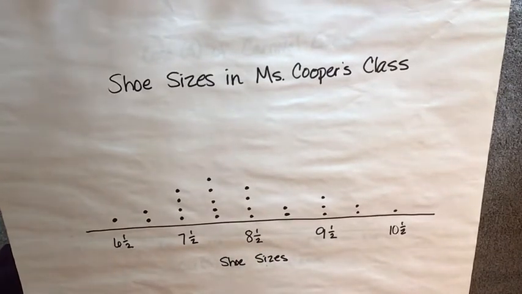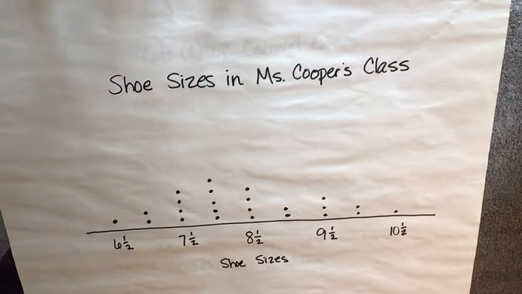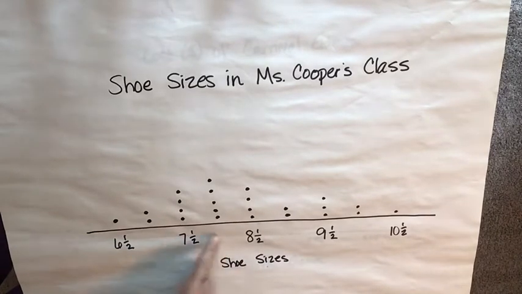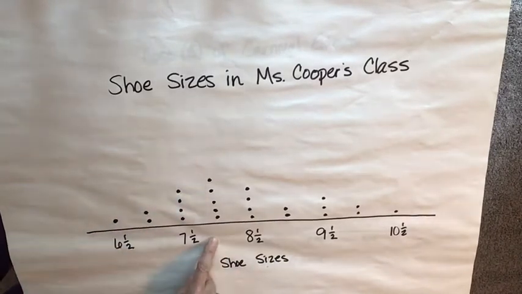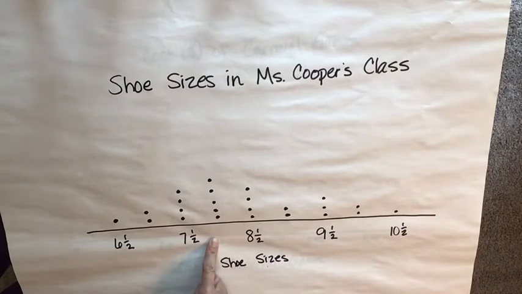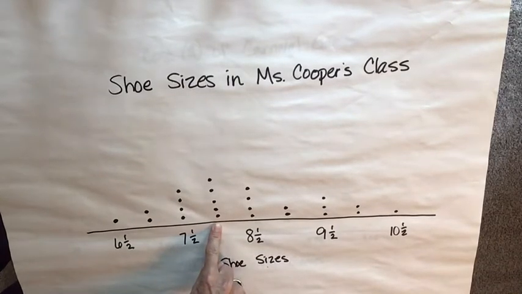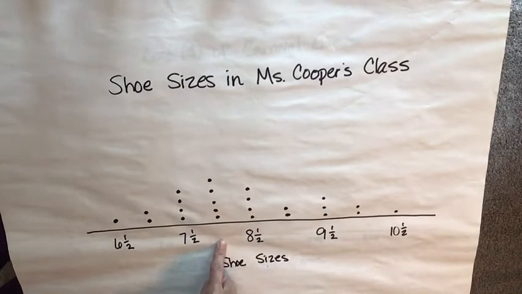So now we can also look to see what information we could figure out from this graph. I might ask you, what was the most common shoe size in Miss Cooper's class? And you would be able to look at this and see that 8 is the most common shoe size because there are 5 dots here, and there are no other sizes that had 5 dots. So this would be the most common or the most popular. What happened the most would be size 8.